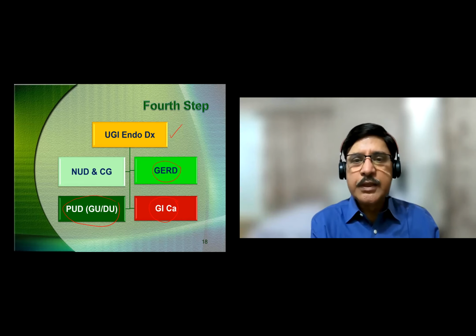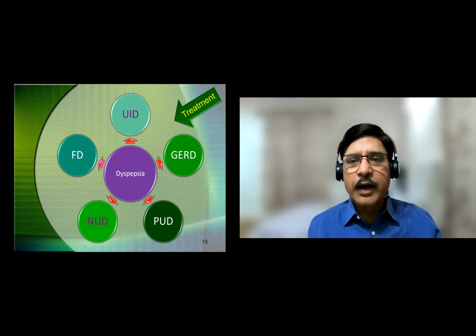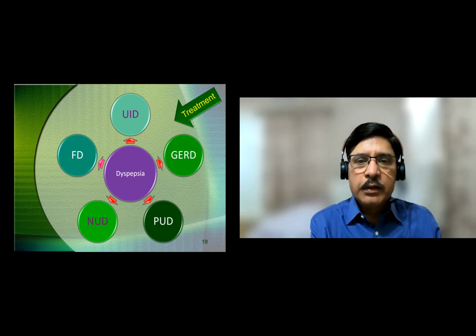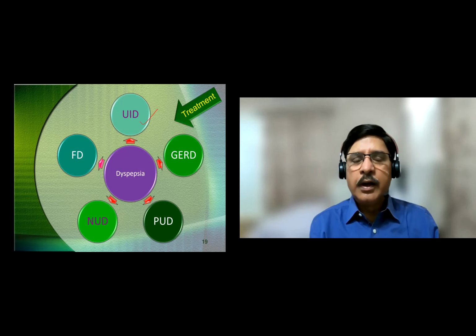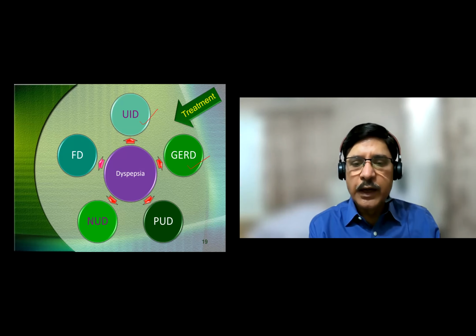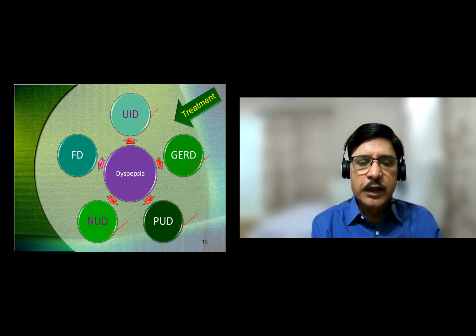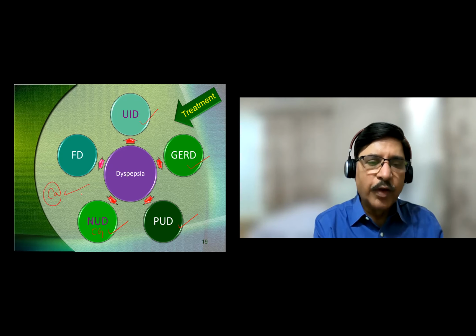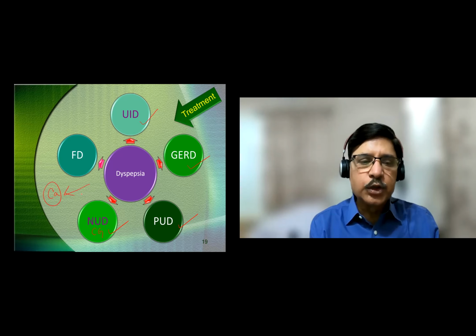Okay. This is the fourth step in the algorithm. And now, let us say we have done an endoscopy. We got the picture: uninvestigated dyspepsia, we have not done the endoscope, empirically treated, not resolved. We did an endoscope: GERD, peptic ulcer disease, non-ulcer dyspepsia, and then here also chronic gastritis. And of course, we have eliminated carcinoma and taken it away from our discussion because management is totally different.